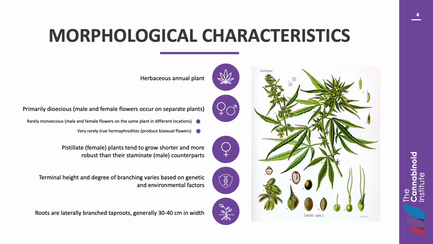The female plants tend to grow shorter and more robust than their staminate counterparts, but the terminal height and degree of branching of the plant varies widely based on genetic and environmental factors. Cannabis plants are typically fertilized through wind-borne pollination, and they crossbreed indiscriminately across genotypes, which makes the separation of specific cultivars of cannabis very important in order to maintain the medicinal composition of cannabinoids within the plant.